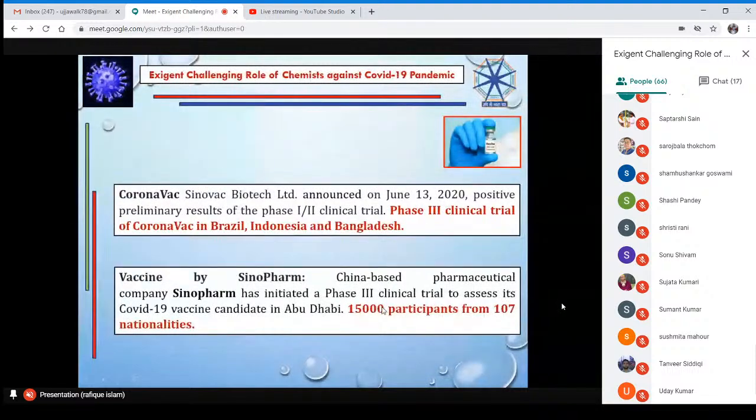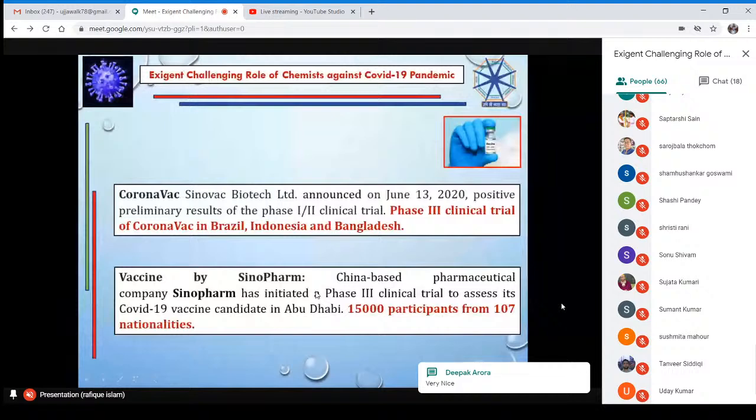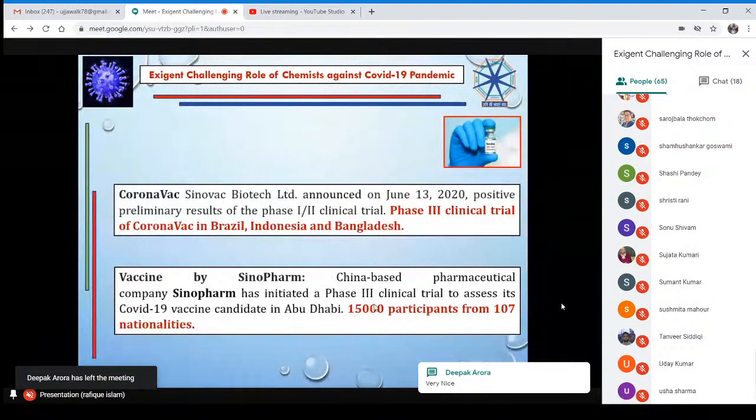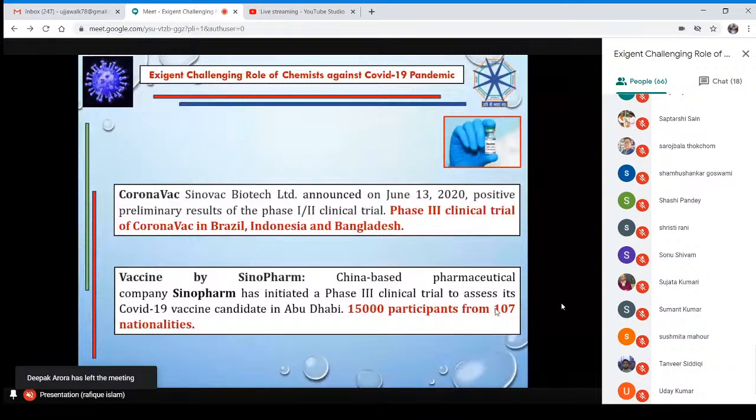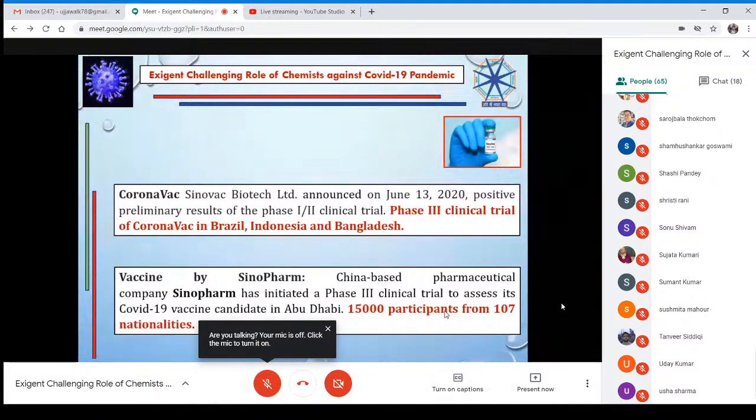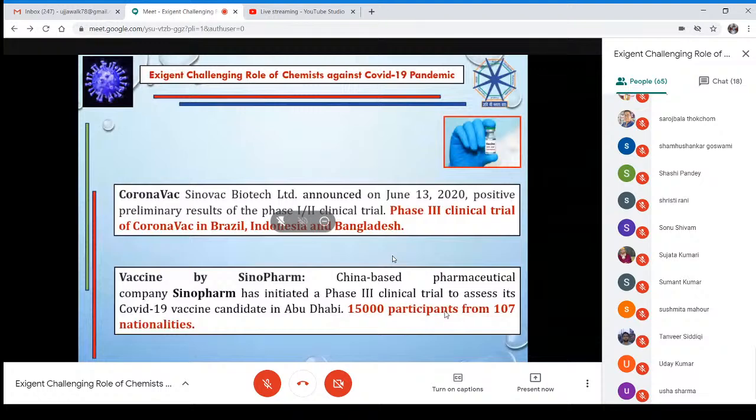So there is a possibility. If this vaccine is successful in clinical trial 3, then what will happen? As people from most countries are participating, those countries can also use this one. Otherwise, there are some techniques: if any vaccine is developed somewhere and you want to use it in some other places, then there may be a phase 2 or phase 3 clinical trial in that country.